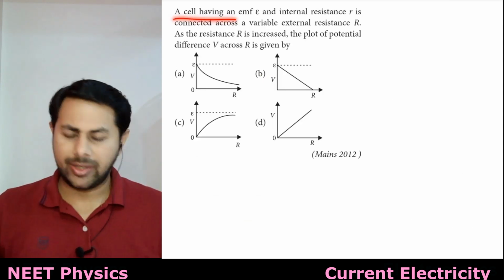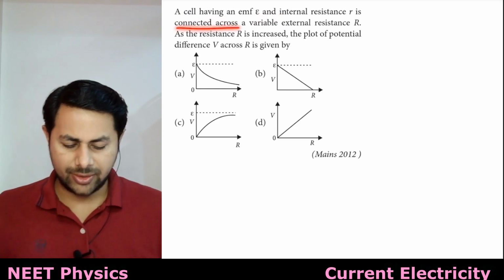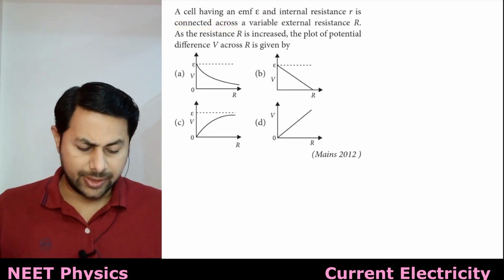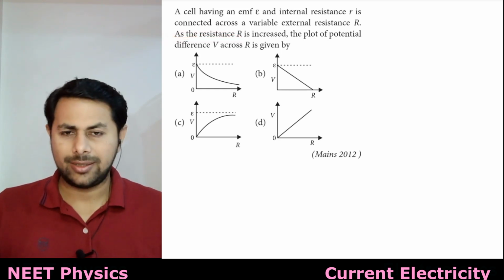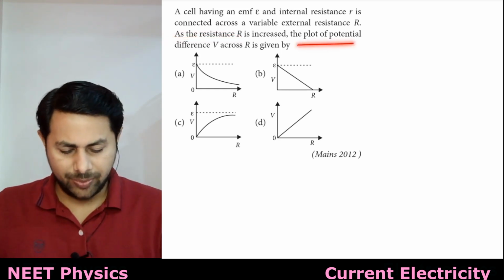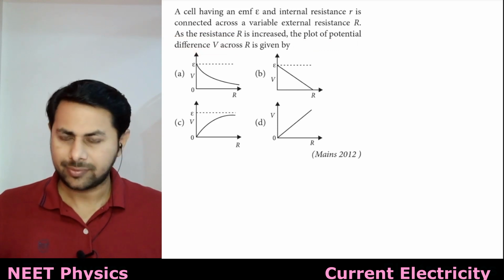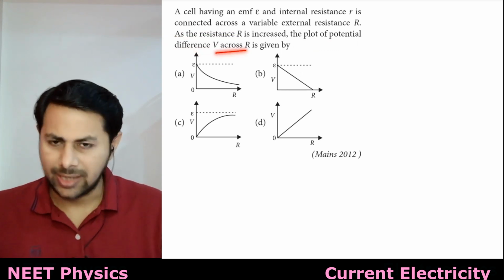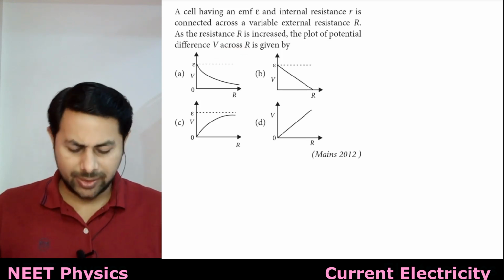A cell having an EMF E and internal resistance r is connected across a variable external resistance capital R. As the resistance R is increased, the plot of potential difference V across R, V versus R, is given by. So tell me what will be the answer?